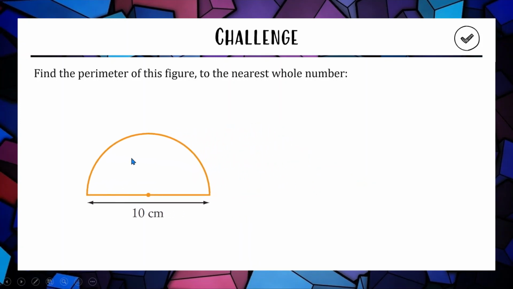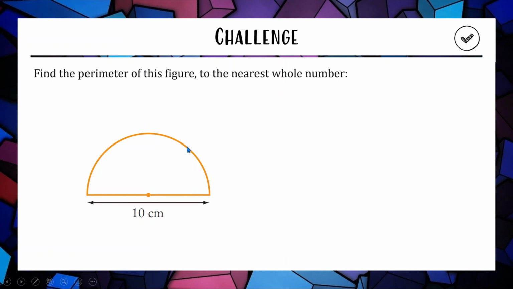Okay, so let's have a go. To find the perimeter of a semicircle, we've got to keep in mind we've got two pieces here. We've got a line here that's 10 centimeters long, and we've got a curved part, which is half of a circumference. So to answer this, we need to figure out how we would find the circumference of this circle, and then we're going to cut that in half, and we're going to add 10.